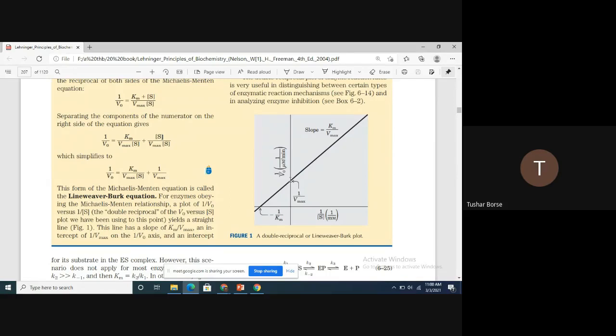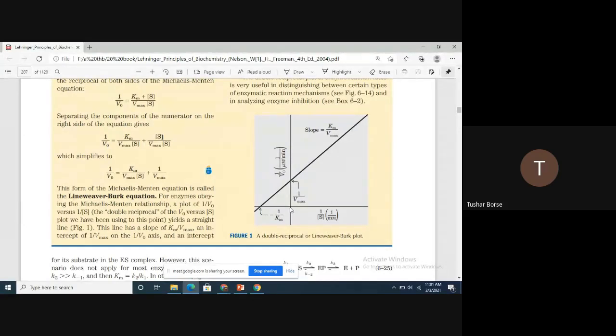But now I want to calculate the Km. But Km is what? The substrate concentration. And I have plotted the substrate concentration on the x-axis. So what to do in this case? For that reason, what they have done is extrapolate this graph onto the other side of the line.